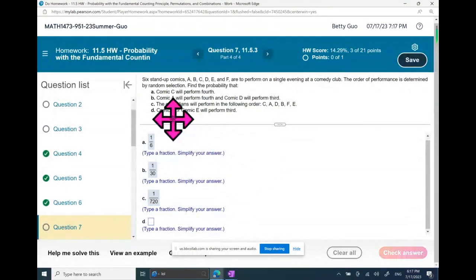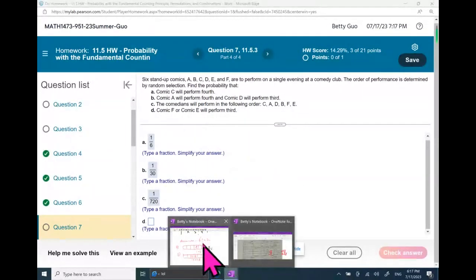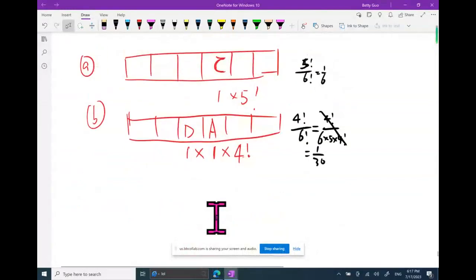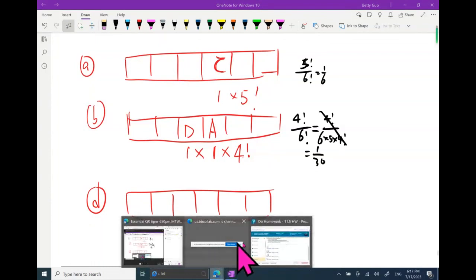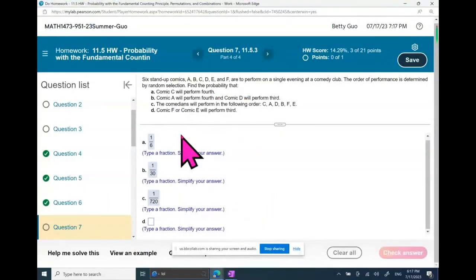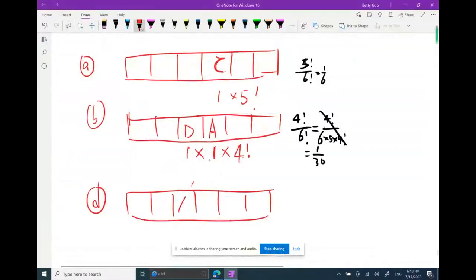D. D is the event that F or E will perform third. Okay, let's see this. In order for that to happen, part D, let's see the 6 slots: 1, 2, 3, 4, 5, 6. For the event in part D to occur, comic F or E will perform third. This slot: F or E.